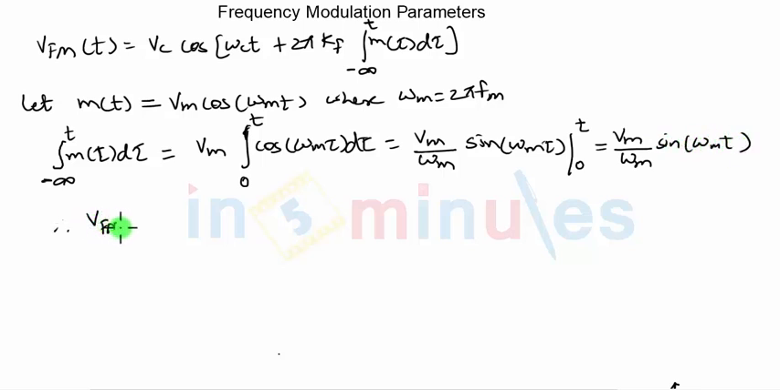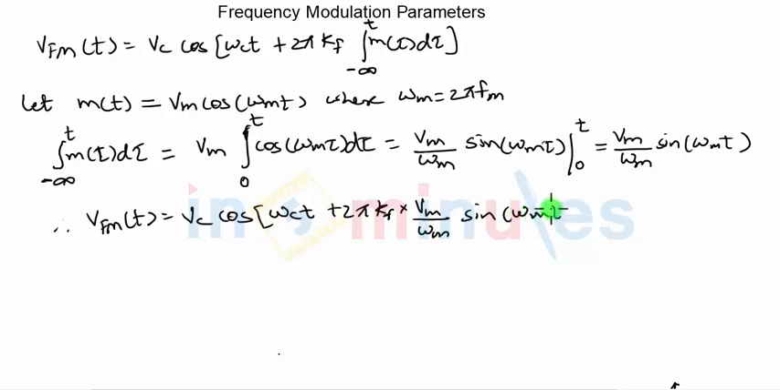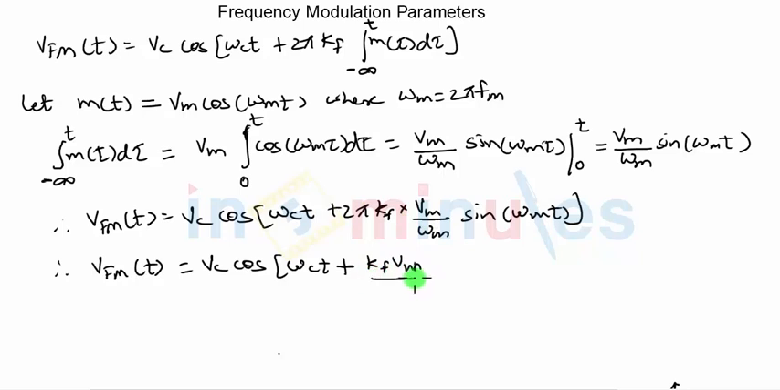Finally, my actual FM expression becomes Vc, the peak carrier amplitude, into cos(omega_c t plus 2 pi kf into Vm upon omega_m sin(omega_m t)), where omega_c is 2 pi fc and fc is the carrier frequency in hertz. Here I have replaced the integration of m(tau) d tau with Vm upon omega_m into sin(omega_m t). Further, this expression becomes v_FM(t) equal to Vc cos(omega_c t plus ...), where I replace omega_m with 2 pi fm, so that 2 pi and this 2 pi cancel out. So I get kf Vm upon fm into sin(omega_m t).